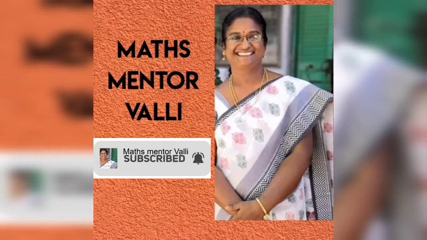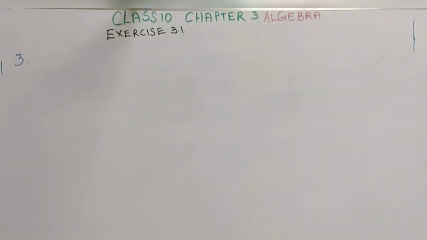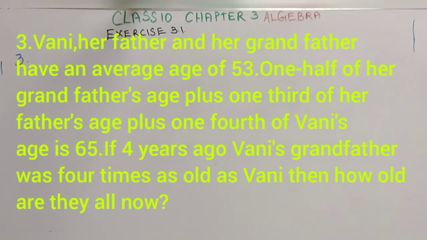In this video we are going to see exercise 3.1, third sum. Vani, her father and her grandfather have an average age of 53. One half of her grandfather's age plus one third of her father's age plus one fourth of Vani's age is 65. If 4 years ago Vani's grandfather was 4 times as old as Vani, then how old are they all now?